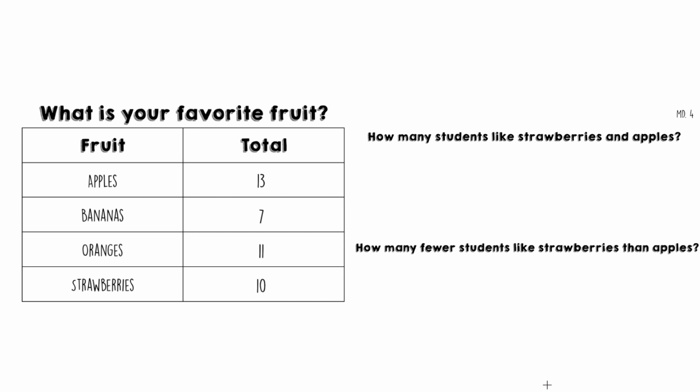Rock stars, let's continue to analyze data by answering these questions. So the first question asks, how many students like strawberries and apples? All right, so this question is very similar to the one that we did before. It says how many students like strawberries and apples? And I remember that and means that we need to combine the amount that is being given. Well, I see that strawberries over here, there are 10 students who like strawberries. How many students like apples?